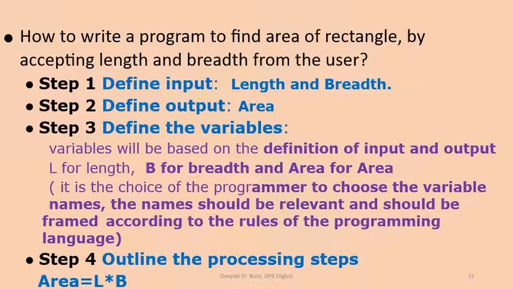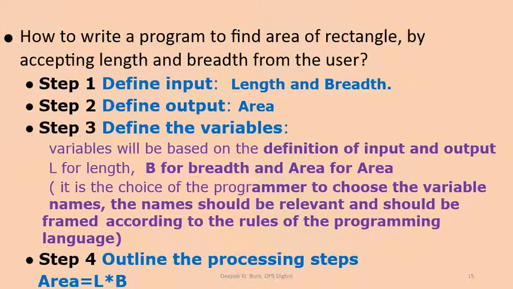Then we have to define the variables. Now the variables will be based on the definition of input and output. Here we can take L for length, B for breadth, and area. I am simply writing area as a variable name. It is a choice of the programmer to choose the variable names. The name should be relevant and should be framed according to the rules of the programming language. To name a variable in QBasic, the rules we have discussed earlier.